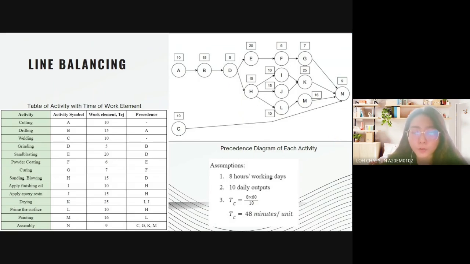Our assumption for line balancing is 8 working hours per day and 10 daily outputs. So the cycle time is 48 minutes per unit.